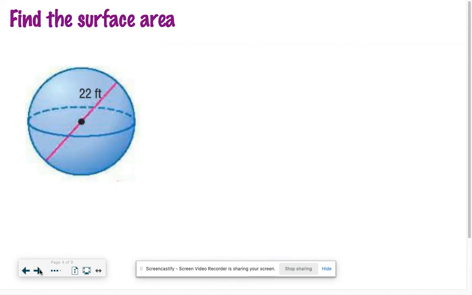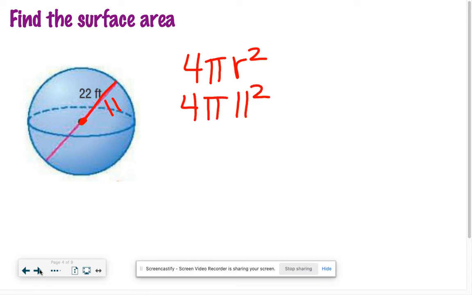Right, we're just going to try some very straightforward examples to start with. It says find the surface area. So that is our 4 pi r squared formula. Our radius would be half of 22, so 11. So 4 pi 11 squared.